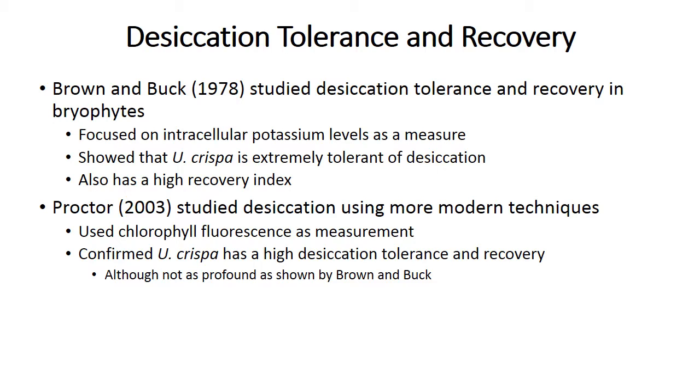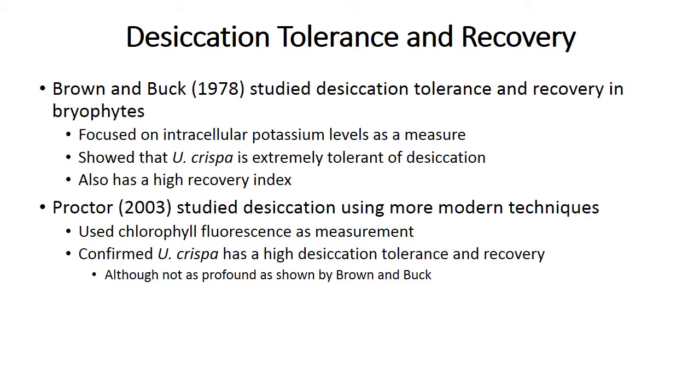So, some literature about the desiccation tolerance and recovery of Ulota crispa was studied by Brown and Buck in 1978. They focused on intracellular potassium levels. They showed that as the plants were rehydrated, they lost a lot of potassium. And specifically, they showed that Ulota crispa is extremely tolerant of desiccation because as it rehydrated, it lost less potassium than many other mosses.